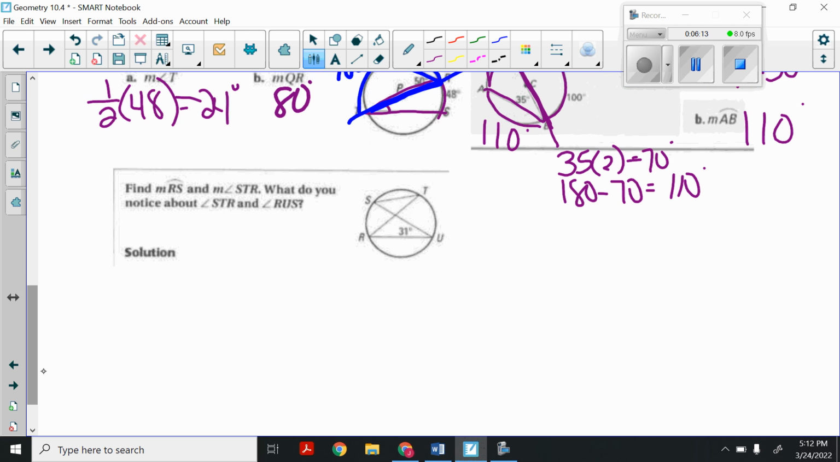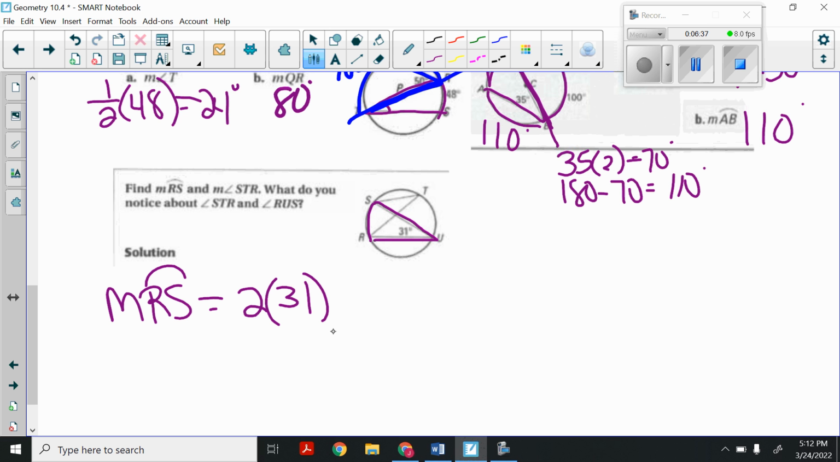Next example down here, find the measure of arc RS and the measure of angle STR. What do you notice about the angle STR and angle RUS? So first let's look at the measure of arc RS. So that's this arc right here. I see it is intercepted from this angle. So I know that it is twice that angle. The angle is 31. So 2 times 31 is 62 degrees.